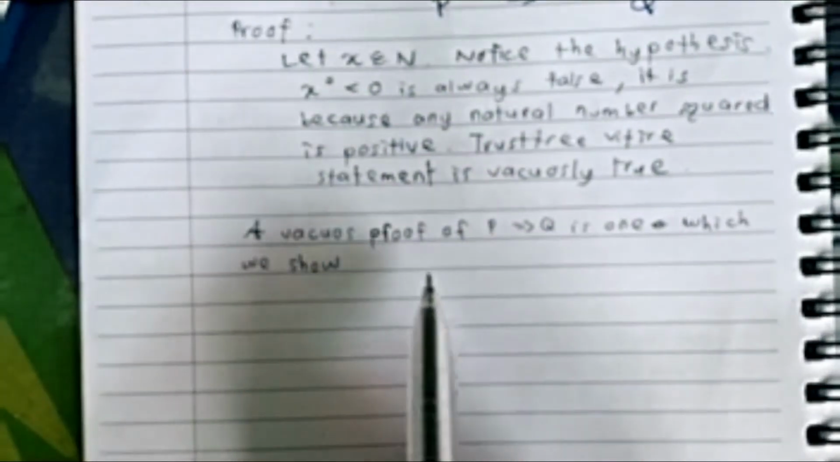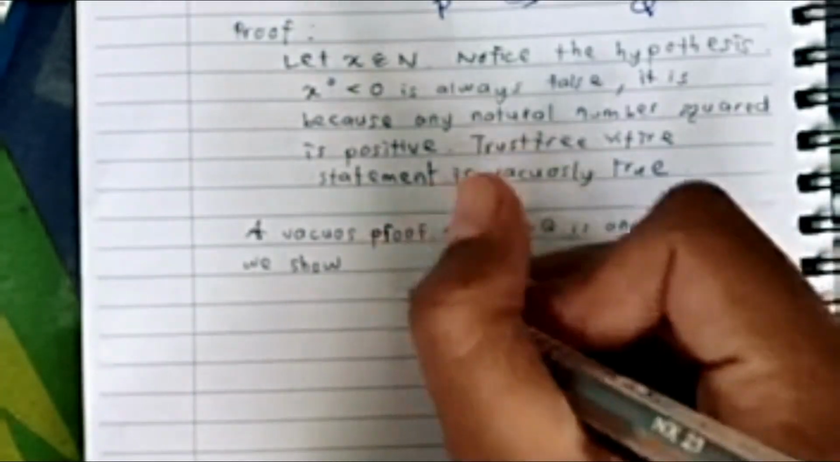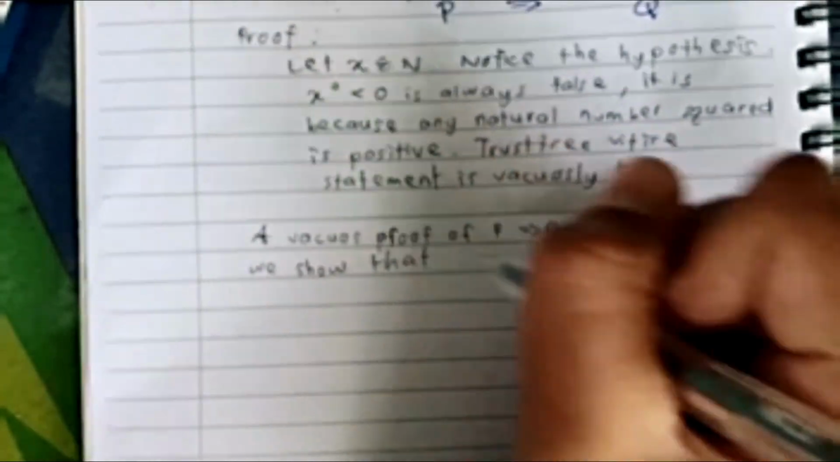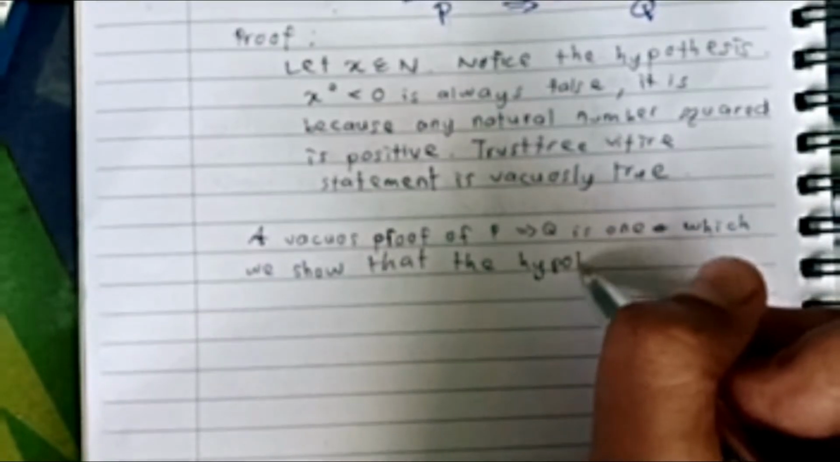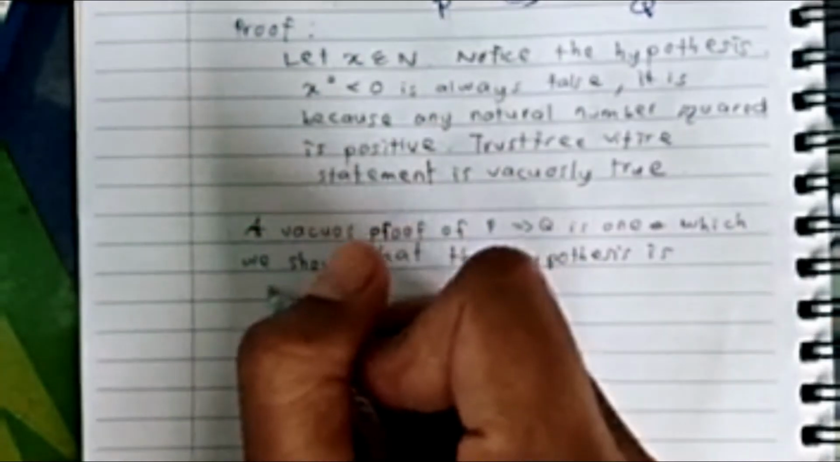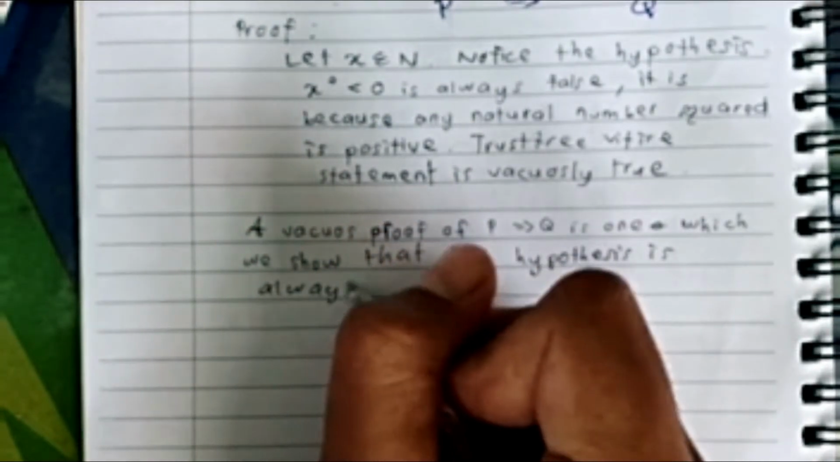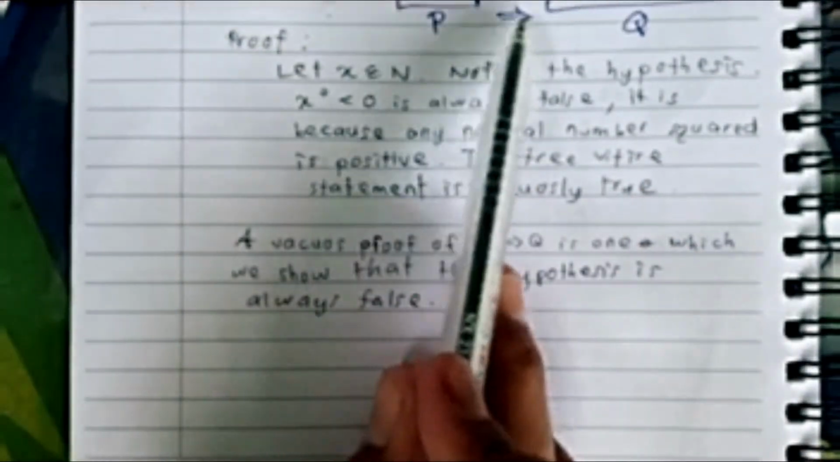A vacuous proof of P implies Q is one in which we show that the hypothesis is always false. That's the example, and that's all that I can share with you. Thank you.